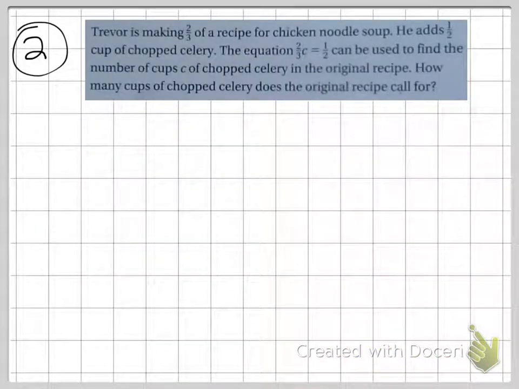Trevor is making 2/3 of a recipe for chicken noodle soup. He adds 1/2 cup of chopped celery. The equation 2/3 c = 1/2 can be used to find the number of cups, which is c, of chopped celery in the original recipe. How many cups of chopped celery does the original recipe call for? Okay, so I'm going to show you the two different ways again. The first way is the much simpler way.